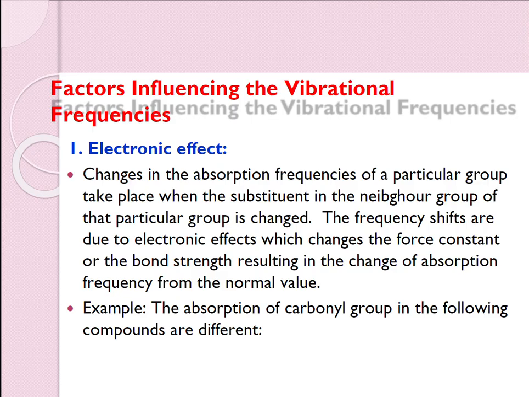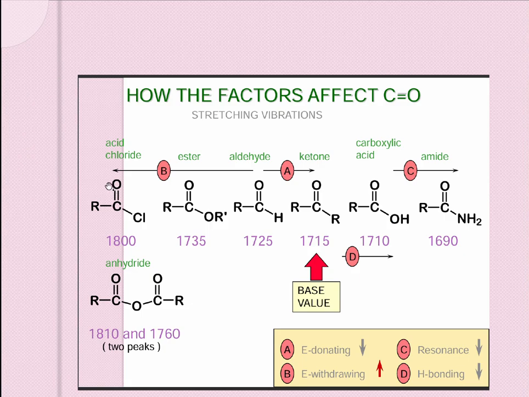First of all, electronic effect. Changes in the absorption frequencies of a particular group take place when the substituent in the neighboring group of the particular group is changed. The frequency shifts are due to electronic effects which change the force constant of the bond strength, resulting in a change of absorption frequency from the normal value. The absorption of the carbonyl group in the following compounds is different. So you can easily see the electronic effect.